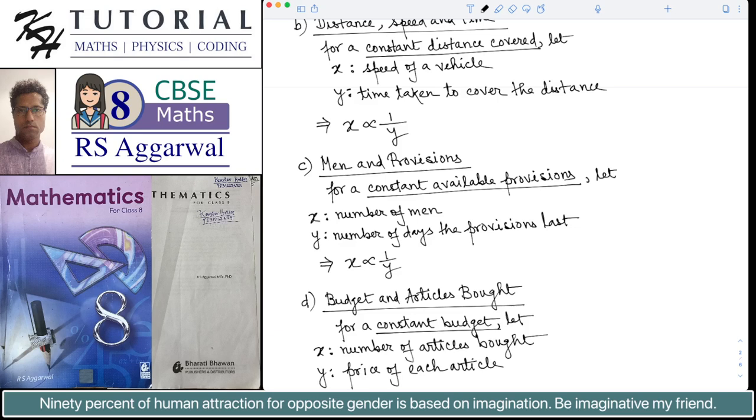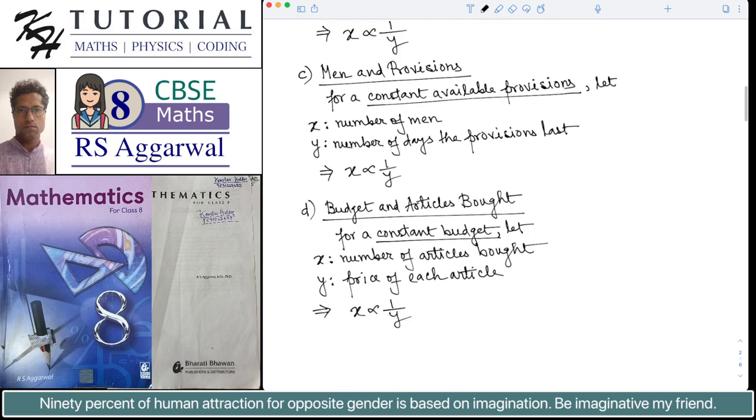which is usually constant. So if the food is constant, then if there are more men, then definitely the food will last for a lesser number of days. Okay. The next example is budget and articles bought.